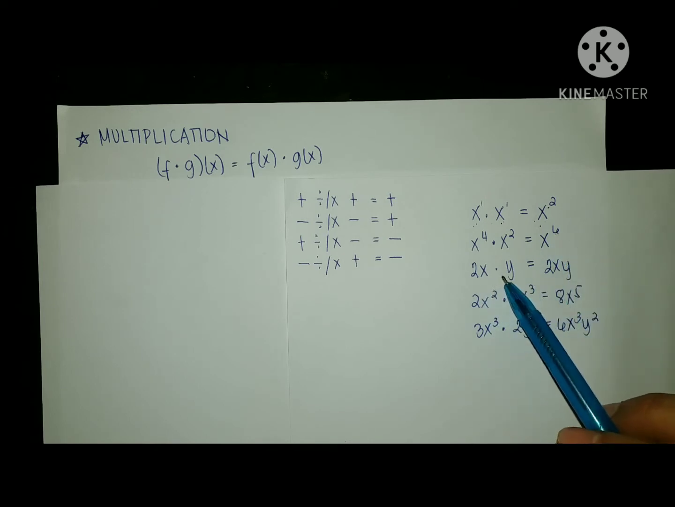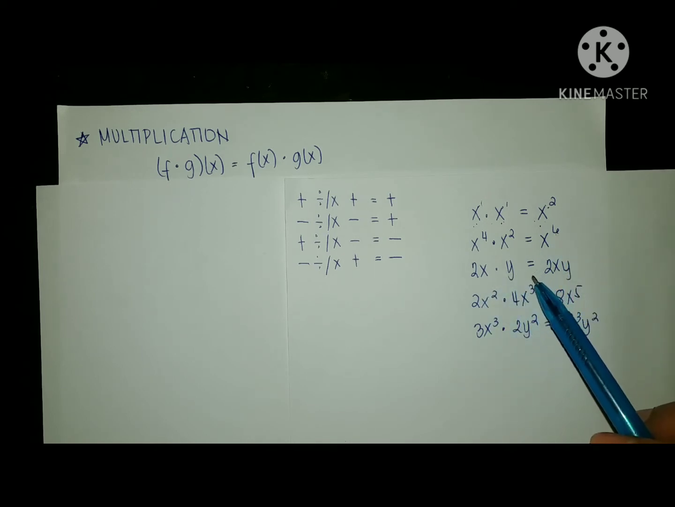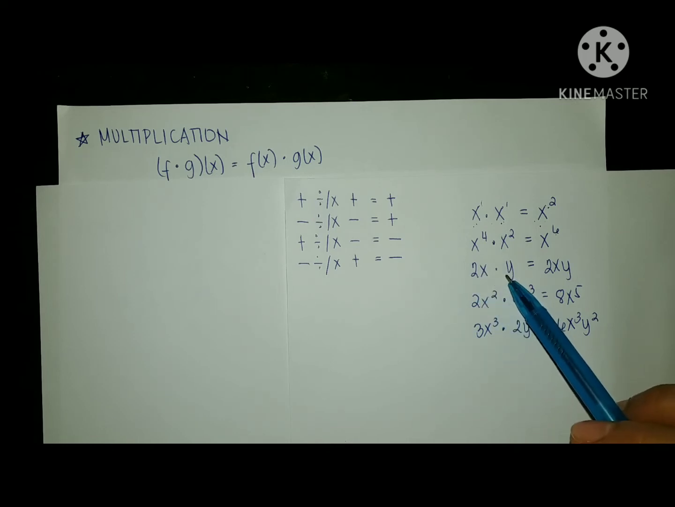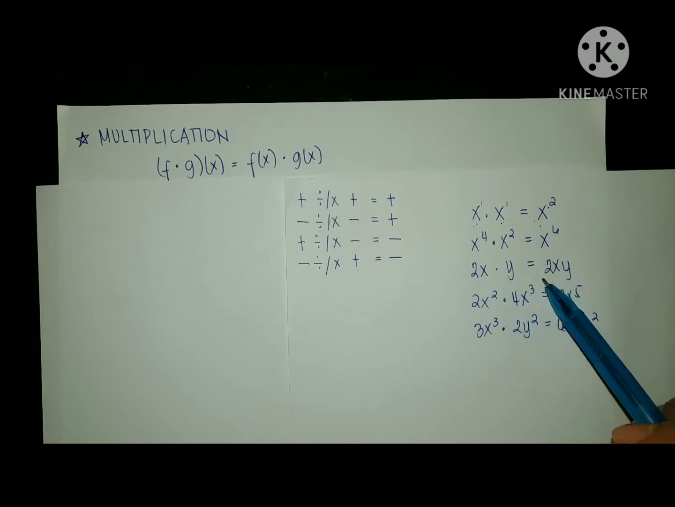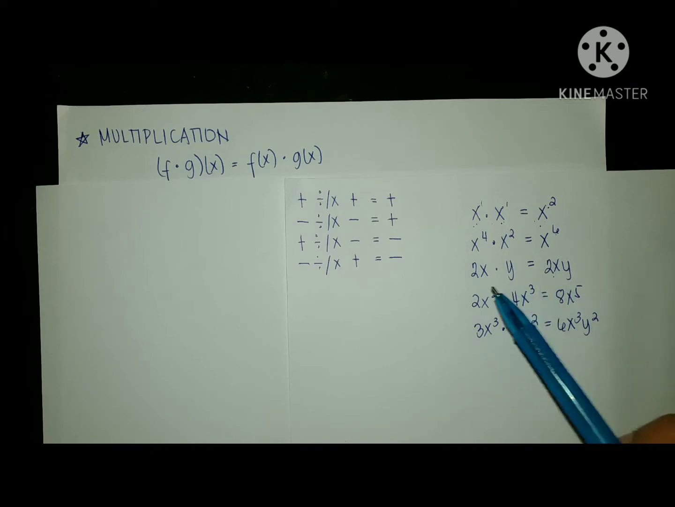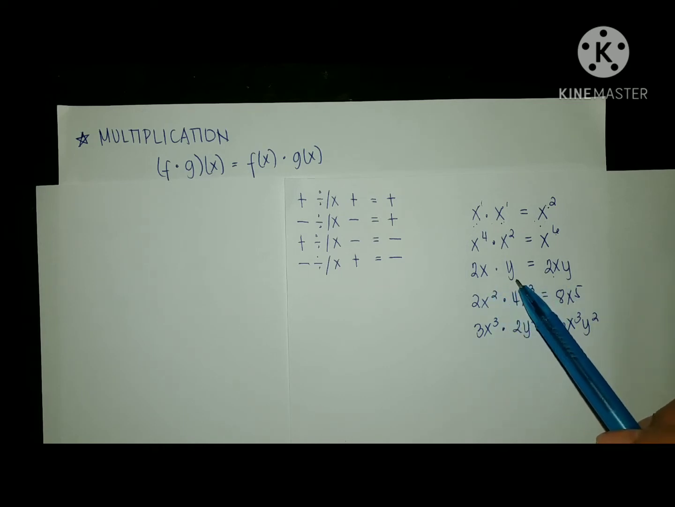Next, 2x times y. So multiply the numerical coefficients. We have 2 and an imaginary 1. 2 times 1, which is 2. Then copy the variables, so we have x and y. Then add the exponents of the common variables. In this case, they are not common variables because x and y are different variables.